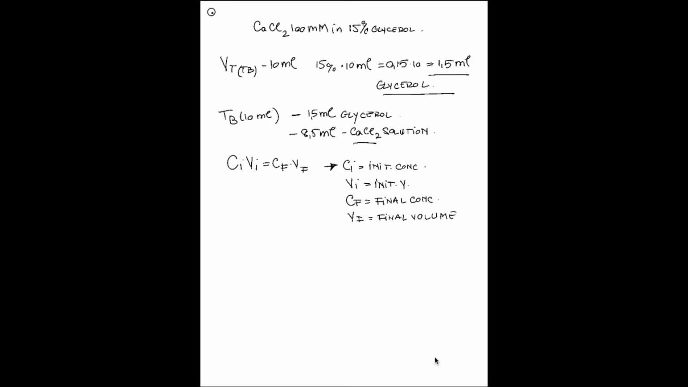Okay, so in my formula, Ci, the initial concentration, I need to figure out, so this would be X. The initial volume is this one, because how much of my calcium chloride solution should I add to my whole transformation buffer? I'll need to add 8.5. So this is the initial volume. The final concentration, I know that I'll need to have 100 millimolars in my transformation buffer. So the final concentration would be 100 millimolar. And my final volume is, of course, 10 milliliters, because I need a final volume of 10 milliliters of calcium chloride in 15% glycerol.